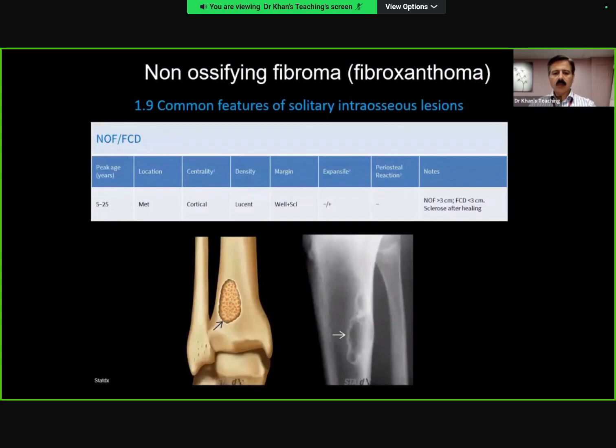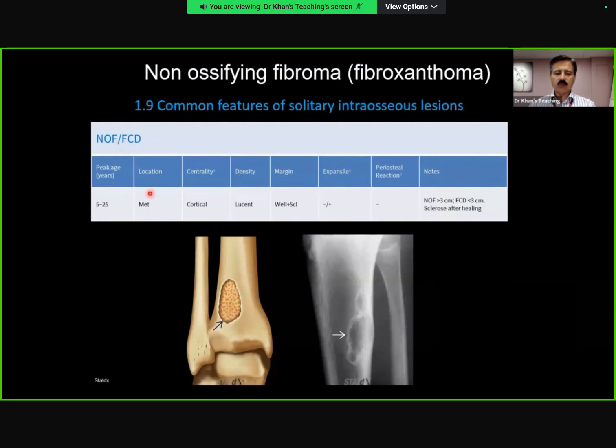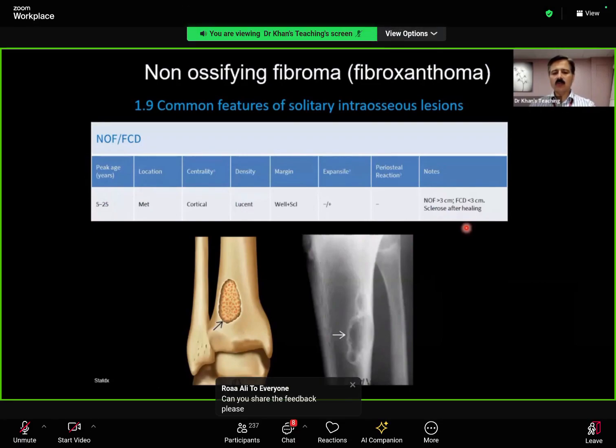Okay, so if you see here, I am a strict believer in what we call book memory. If you open your book and read this, this is from the table in the Chapman. Fibrous cortical defect and non-ossifying fibroma are the same thing, age group 5 to 25, less than 3, more than 3. Please remember, osteoid osteoma versus osteoblastoma is less than 2, more than 2. And fibrous cortical defect versus non-ossifying fibroma is less than 3, more than 3.